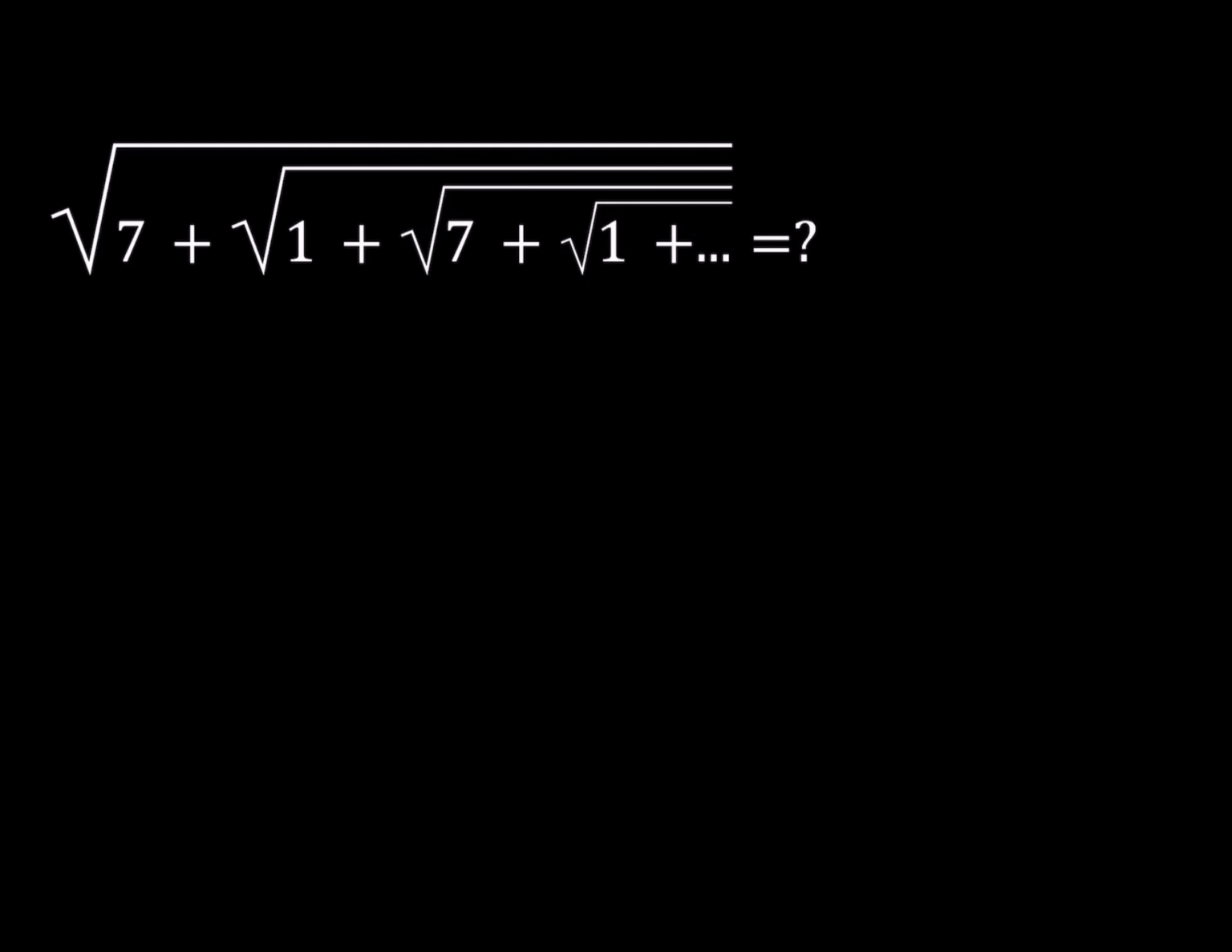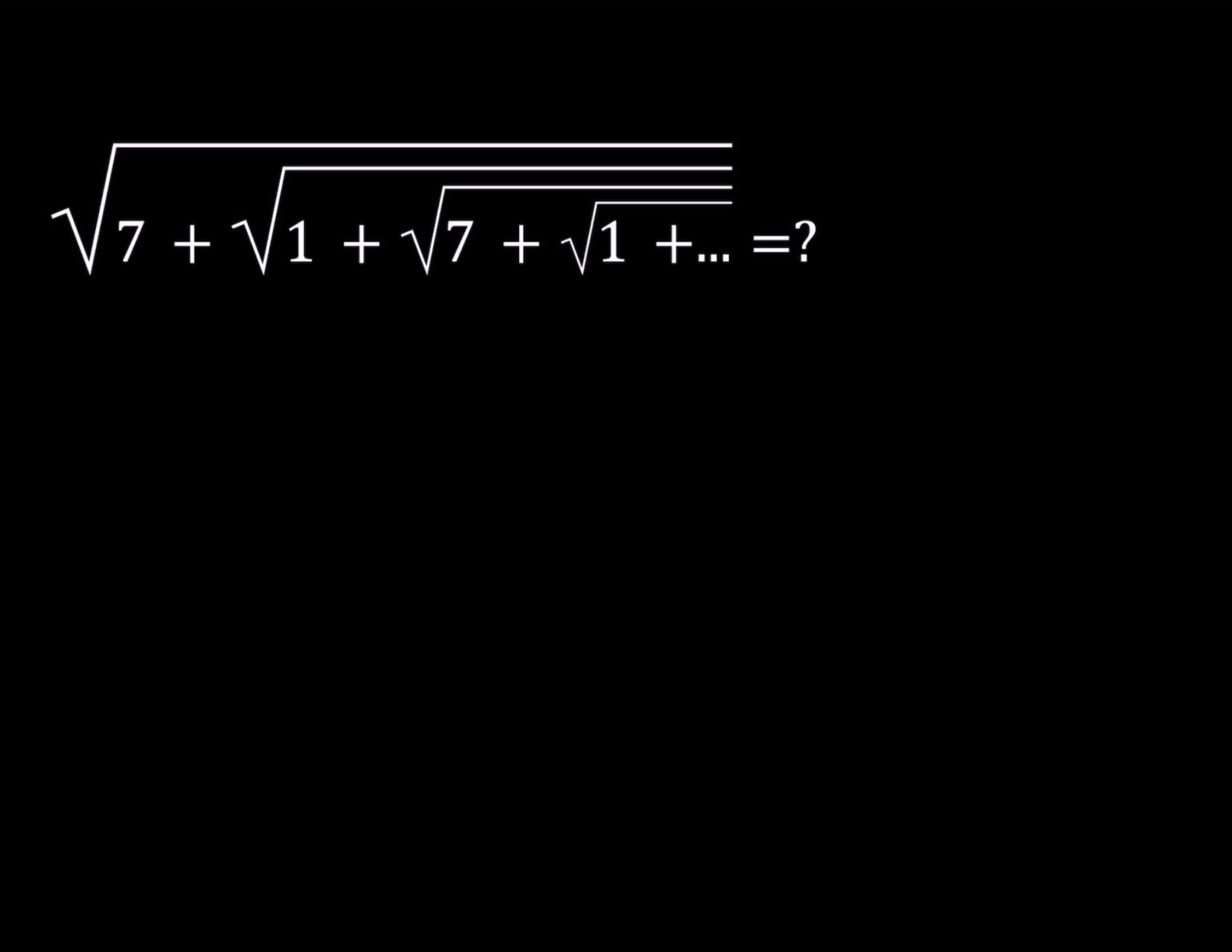Hello everyone. In this video we're going to be simplifying a radical expression. We have the square root of 7 plus the square root of 1 plus the square root of 7 plus the square root of 1 plus, and so on and so forth. So this goes on forever, but let's go ahead and define it in a sequence way.